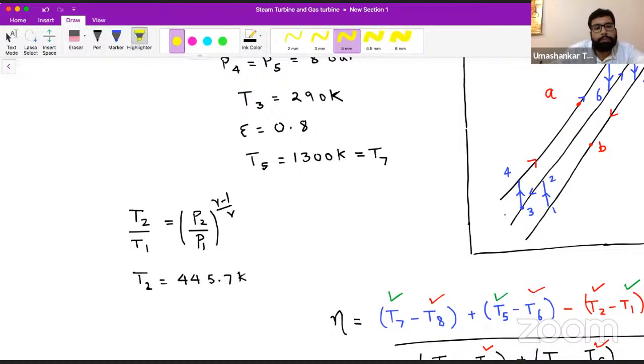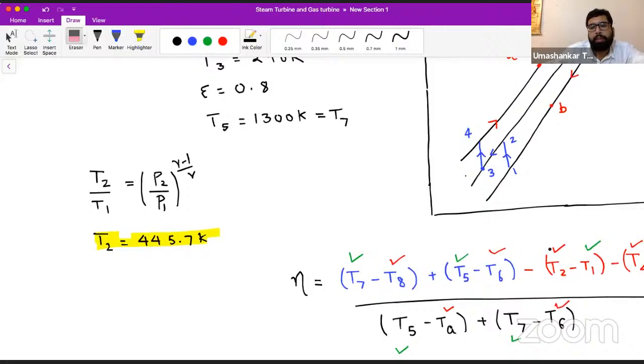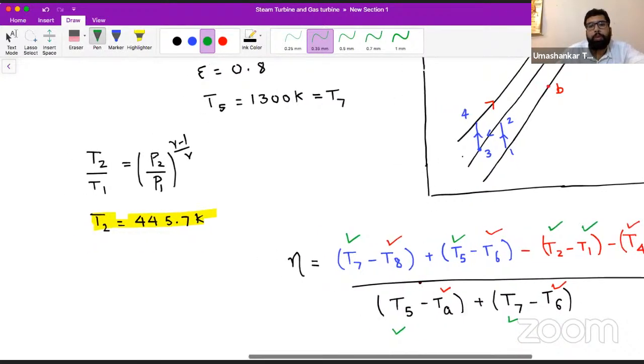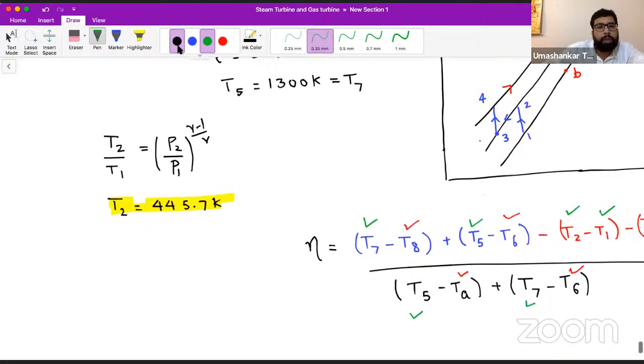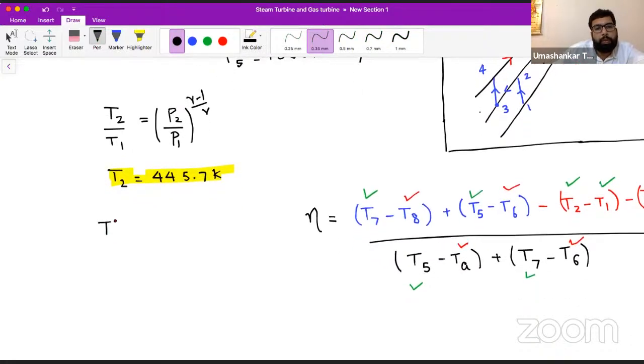So this is going to be 445.7 Kelvin. So we have the value of T2 now. So let's just change the red mark to a green mark. Now we require the value of T4 also. So we know T4 by T3 is equal to P4 by P2 to the power gamma minus 1 by gamma.